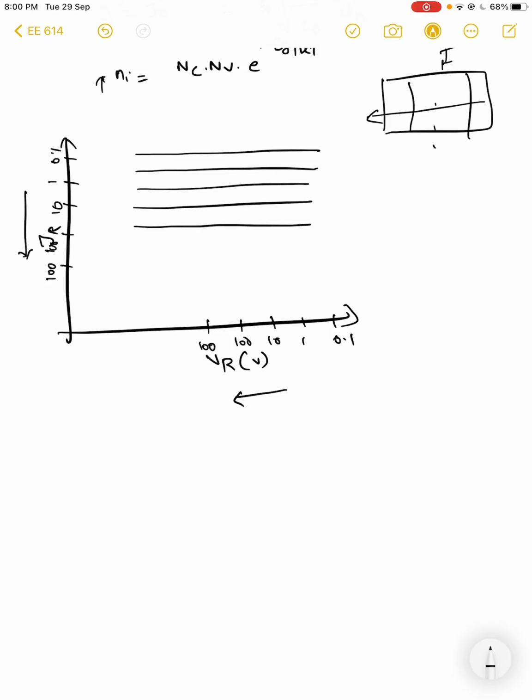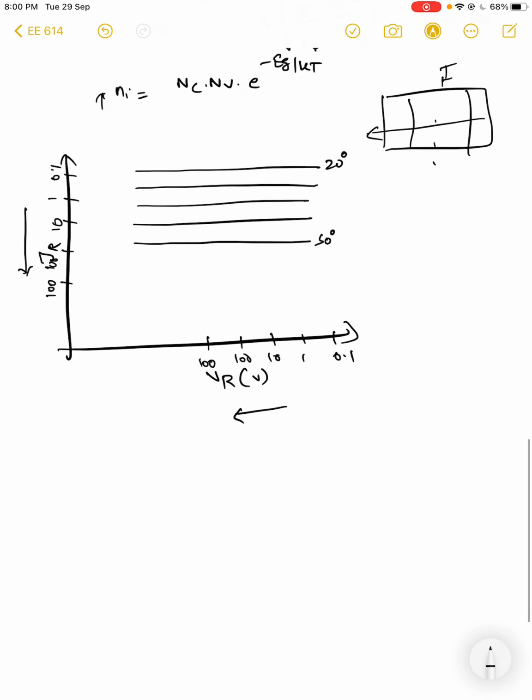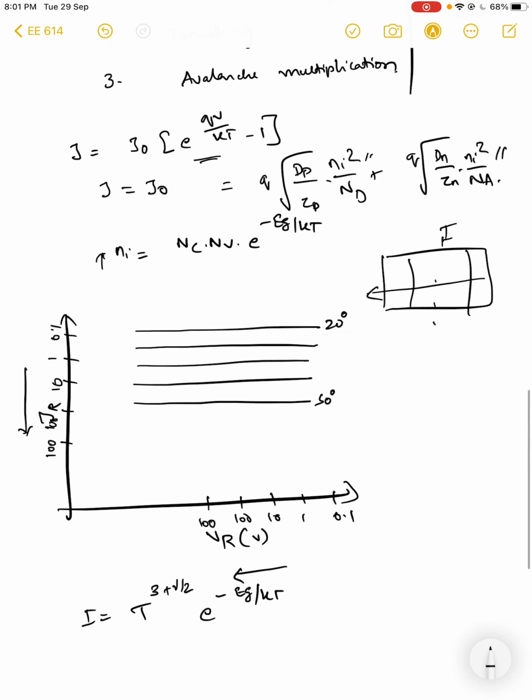They are independent of the potential as we saw before, and the temperature determines the carrier density Ni, and Ni determines J naught, so it is directly related. Let us say this is at 20 degrees and this is at 50 degrees. Each of these currents is given by the relation I is about T power 3 plus gamma by 2, gamma being some constant, times e power minus Eg by KT. This is Ni square as we previously saw, and since the current depends directly on Ni square, the relationship is almost cubic in temperature.